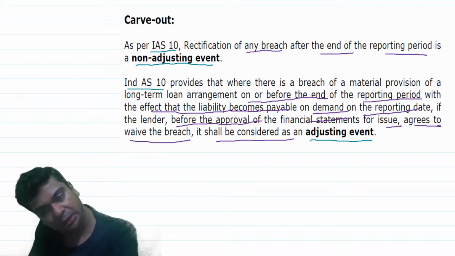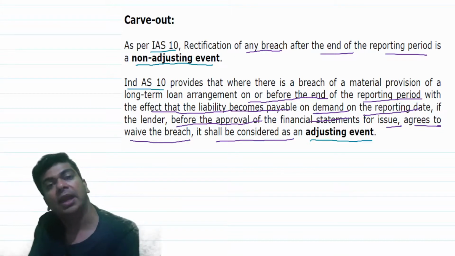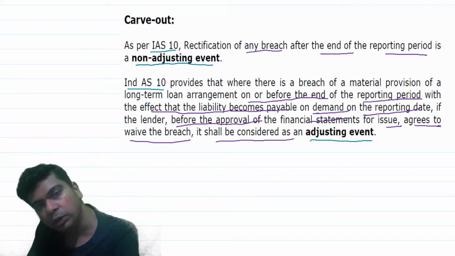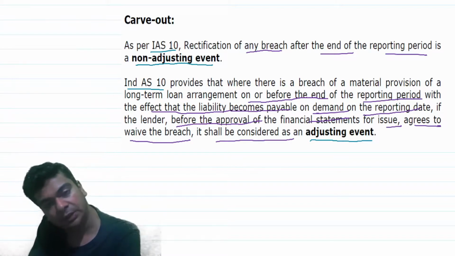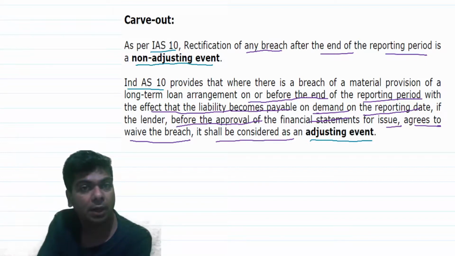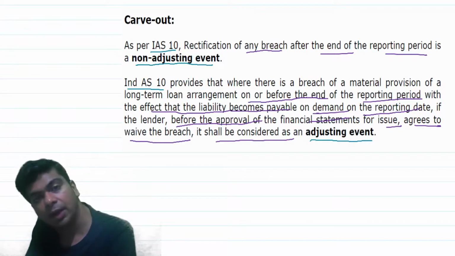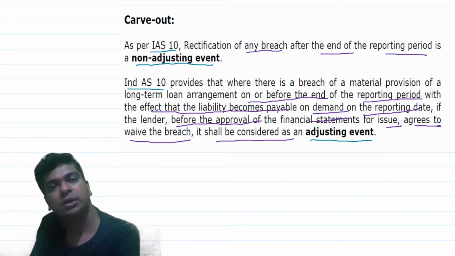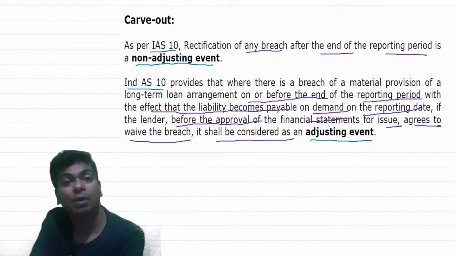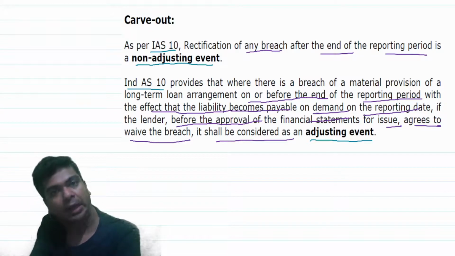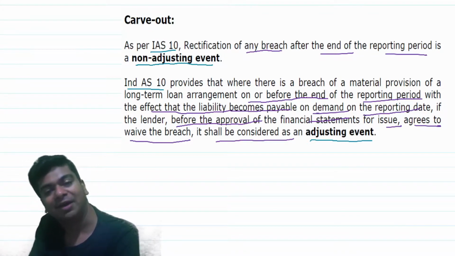Before the financial statements are approved, the lender, the bank, the financial institution is revoking that notice, withdrawing that notice, is waiving the breach, the consequence of which is that now the loan is no longer repayable on demand. That means it is no longer a current liability. We will treat it as an adjusting event, and we will change the status of the loan in our balance sheet from current liability to non-current liability.